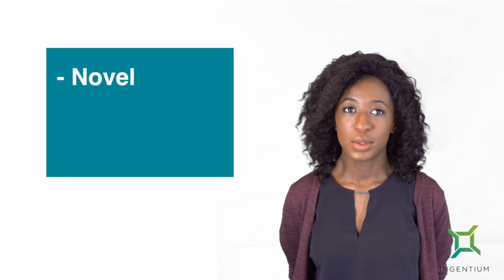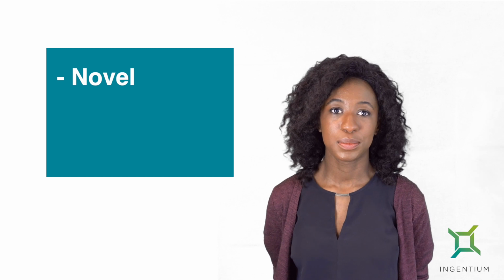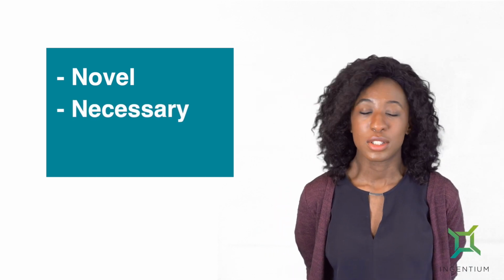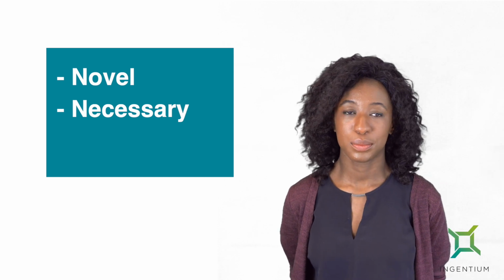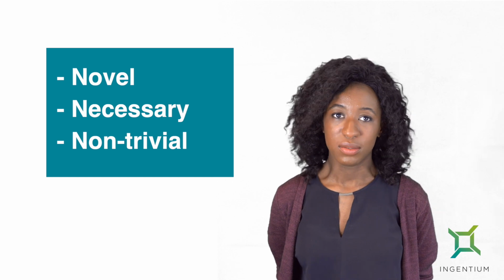Patents are a territorial right, meaning they only apply in the region where they are granted, so one invention could have multiple patents. To be granted a patent, the invention needs to meet three main criteria, or the three N's. Firstly, it must be novel. It has to be new and original and not within the public domain. Secondly, it must be necessary or have a prospect of commercial application. Thirdly, it must be non-trivial, meaning it can't be obvious.